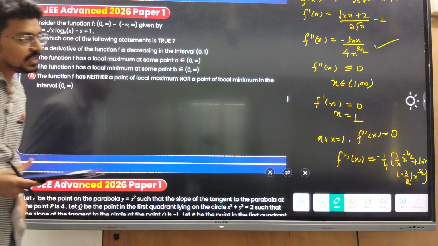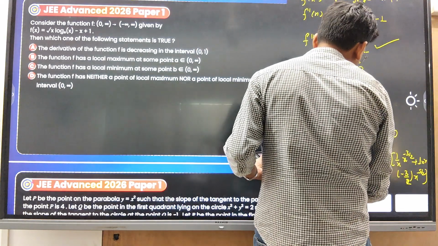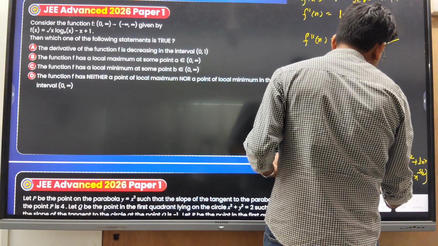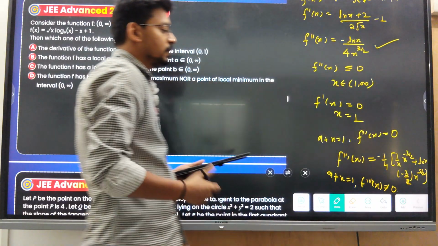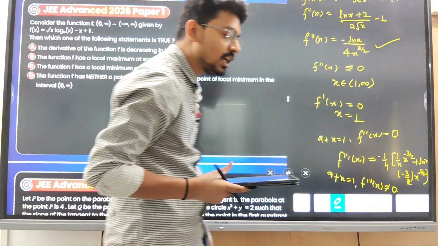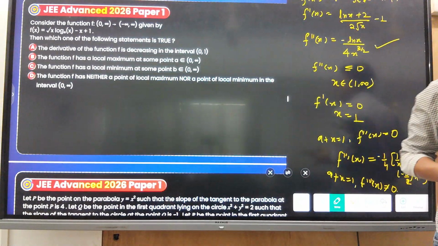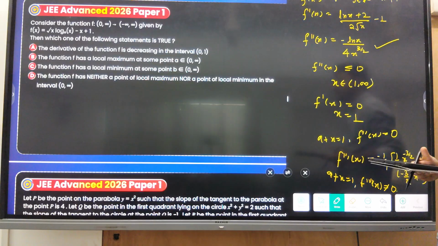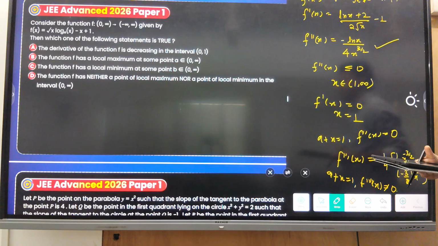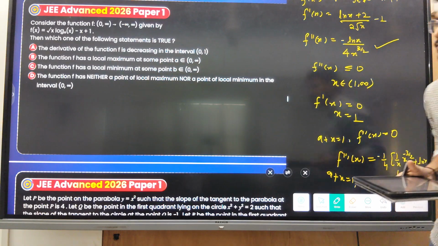So this f'''(x) at x equal to 1 is not equal to 0. So here we can conclude that when the odd-order derivative is non-zero at a critical point, at that critical point we are not getting any maxima or minima. So we can say that at this point there will be neither maxima nor minima. So option D is correct.